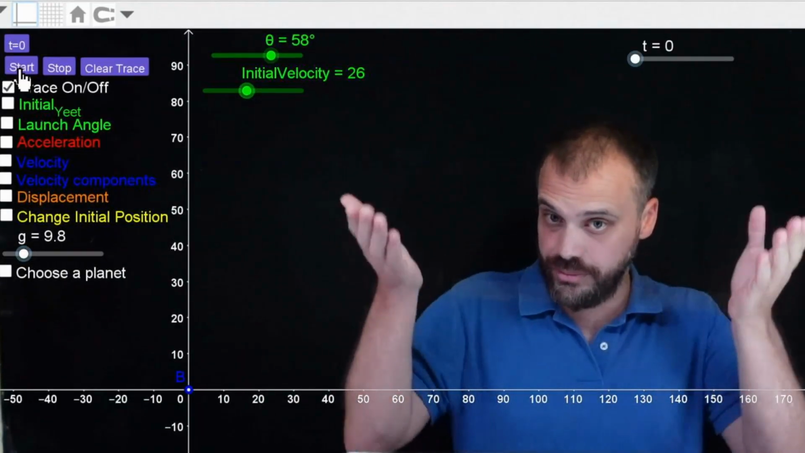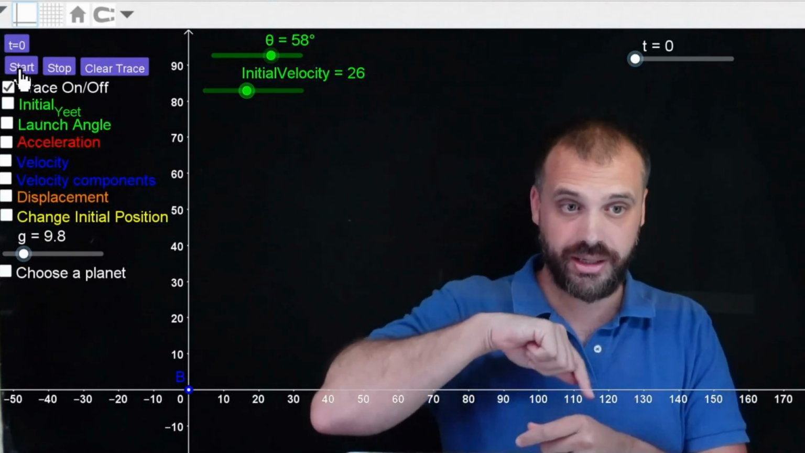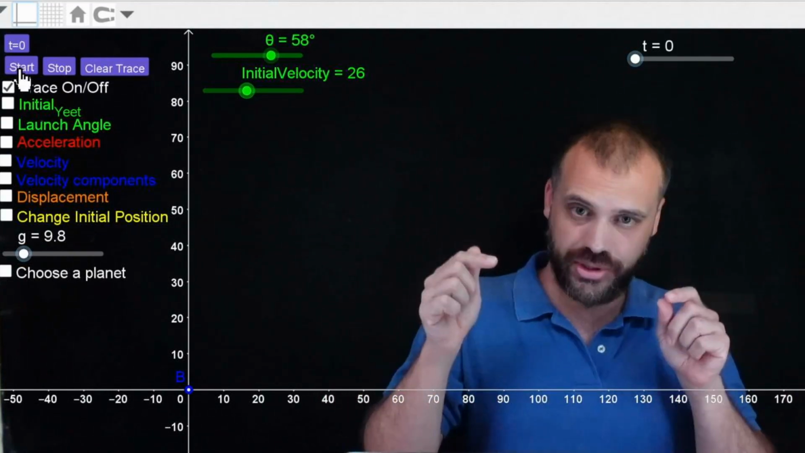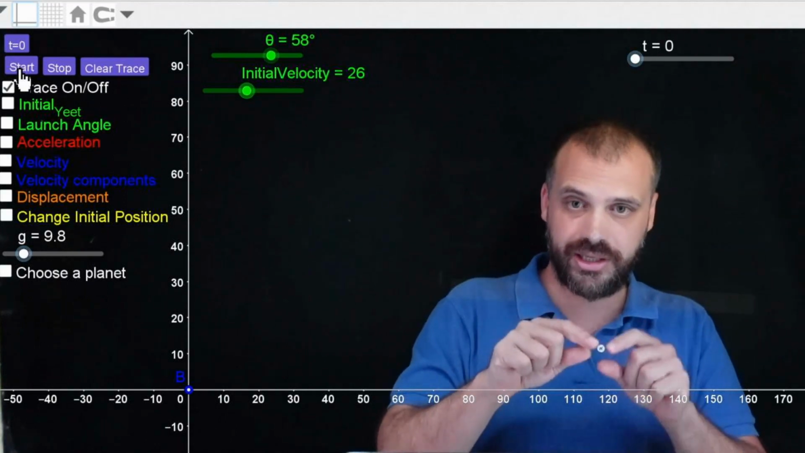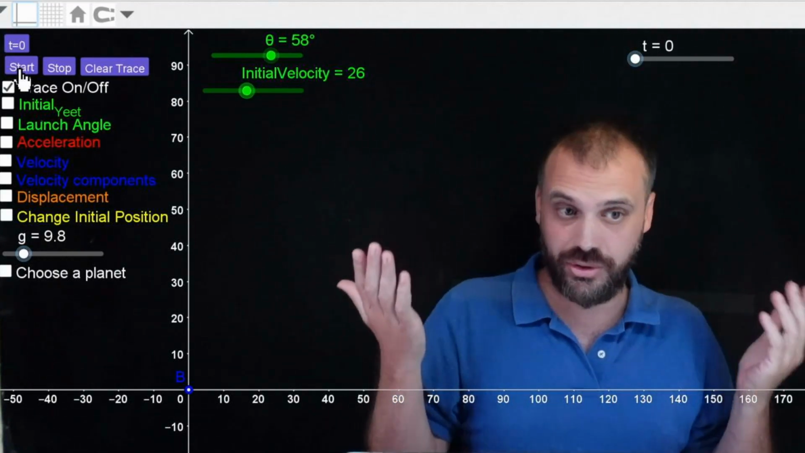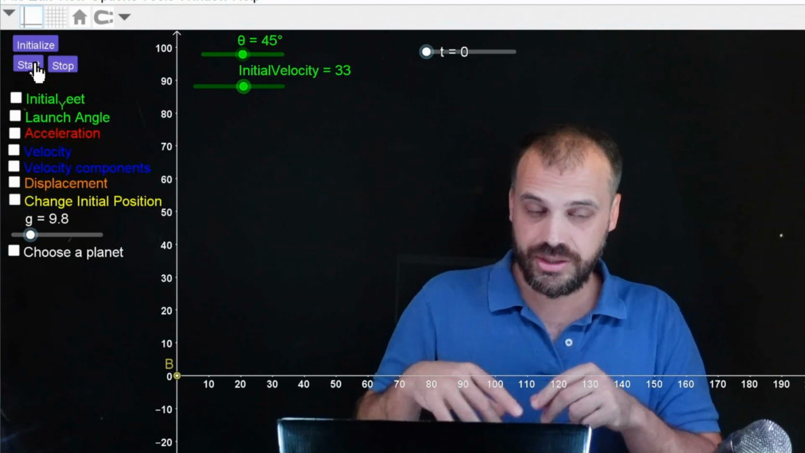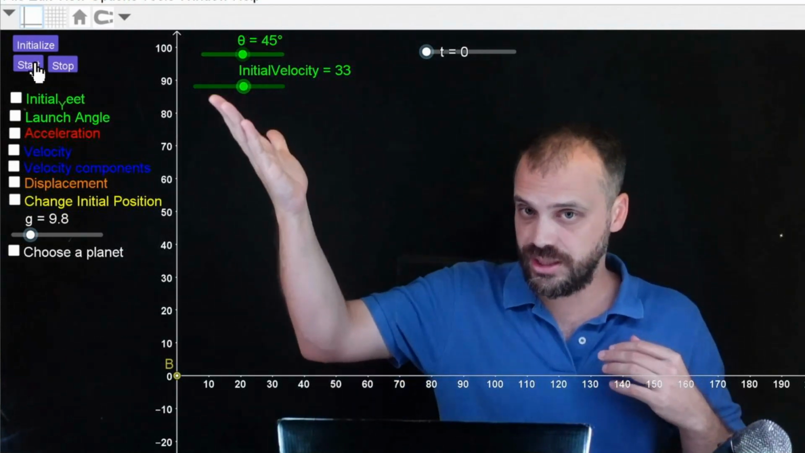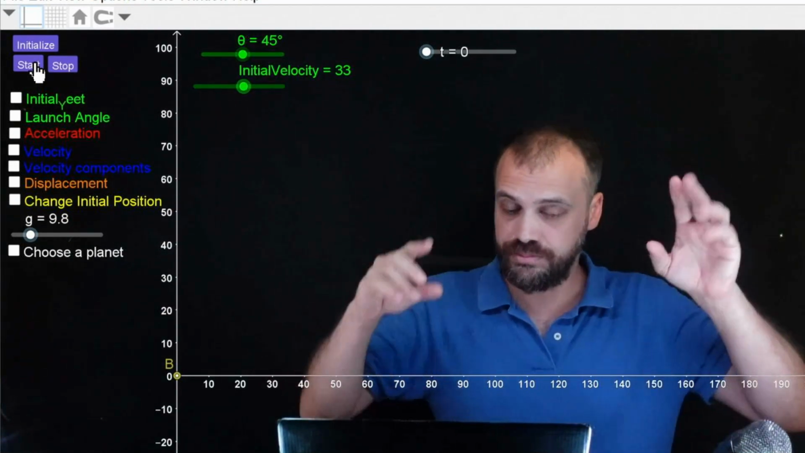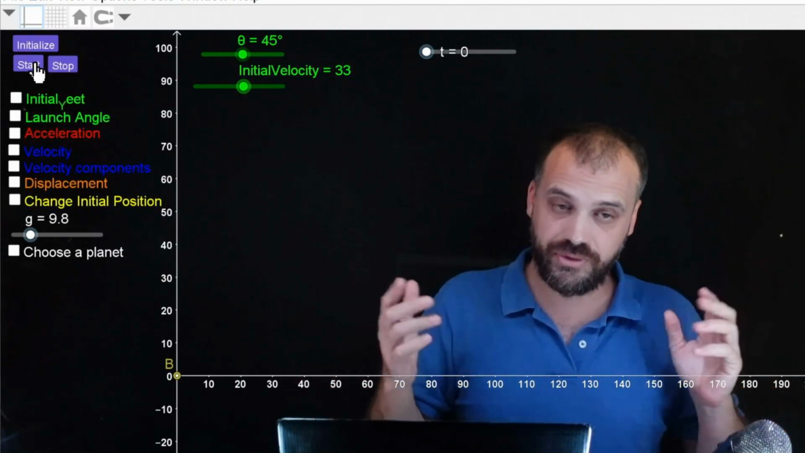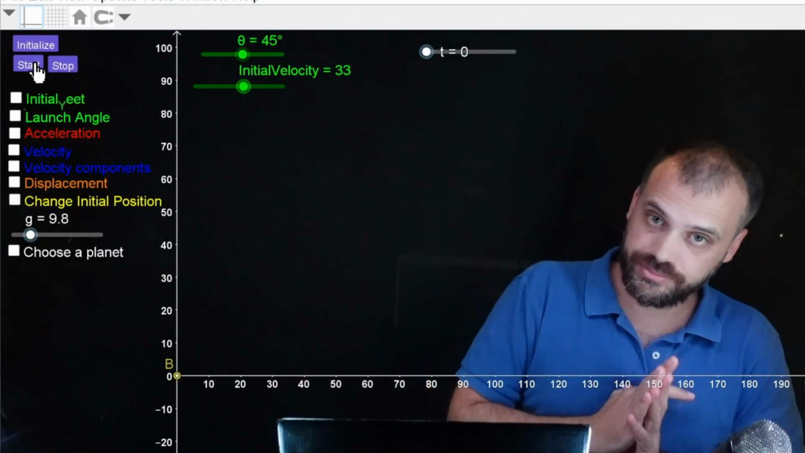Now, the applet that I'm going to be using here, I did just make it, but I am going to make it available. So just go into the description, click the link, and it'll open in your browser and you can play along. So you might want to pause the video and take a look at all the little check boxes and sliders I've got here, and then we'll get started.